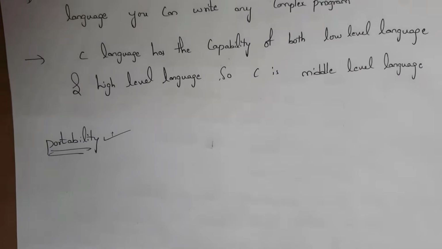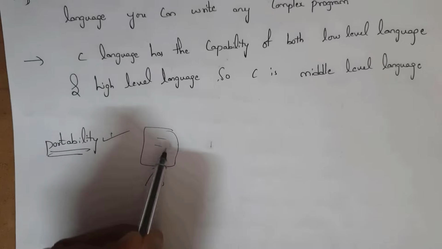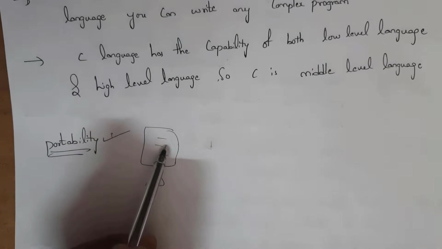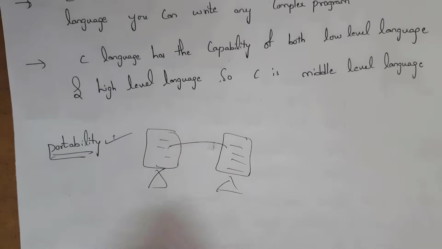C also supports portability. Portability means, for example, if I write C program in one system, simply I can copy this program and I can run this program in another system. This is meaning of portability. You can write program once and you can copy that program into various systems.